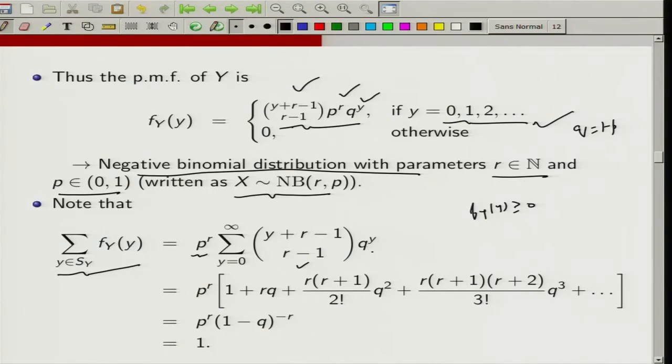This is p to power r. Let us try to see what this is. y equal to 0 gives me (r minus 1 choose r minus 1), and q to power 0 is 1. Then y equal to 1 gives (r choose r minus 1).